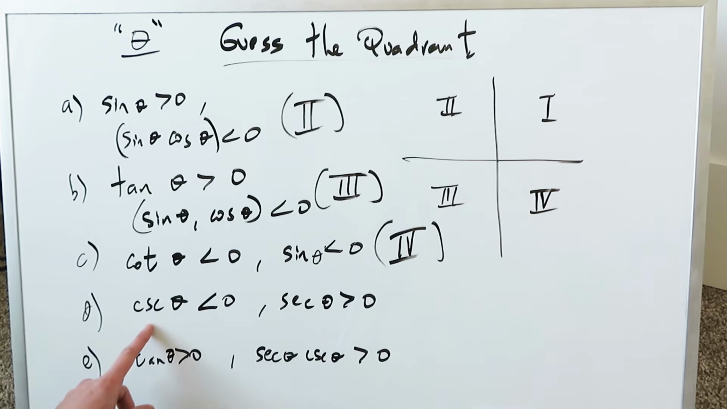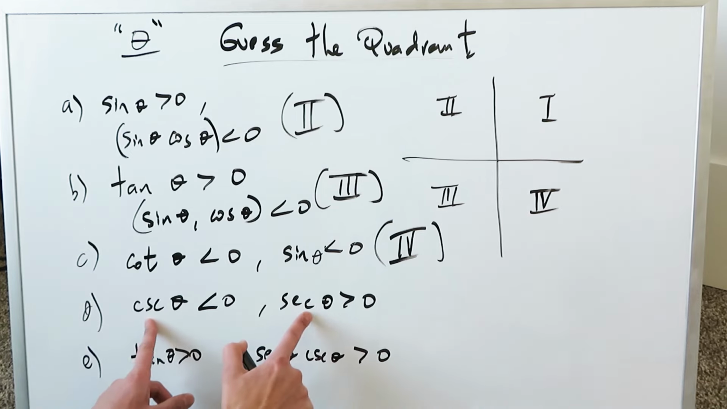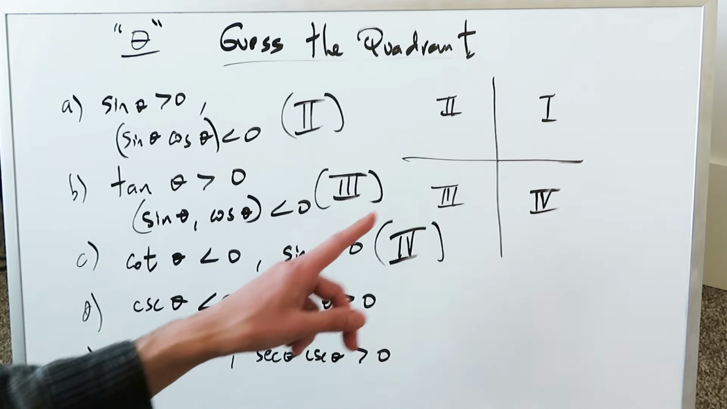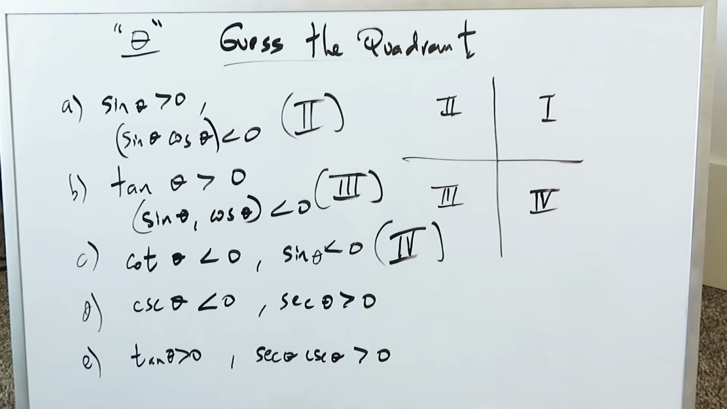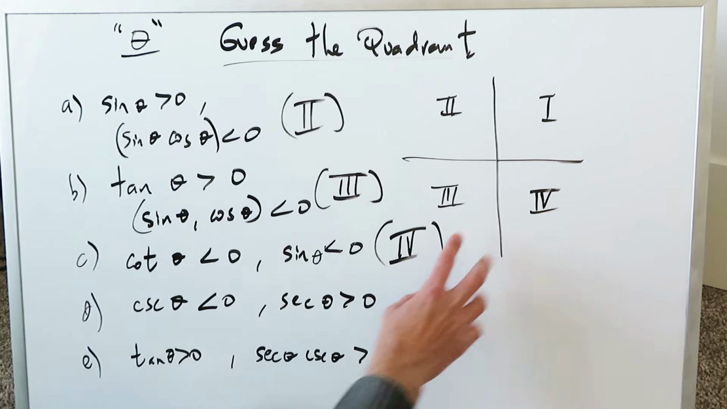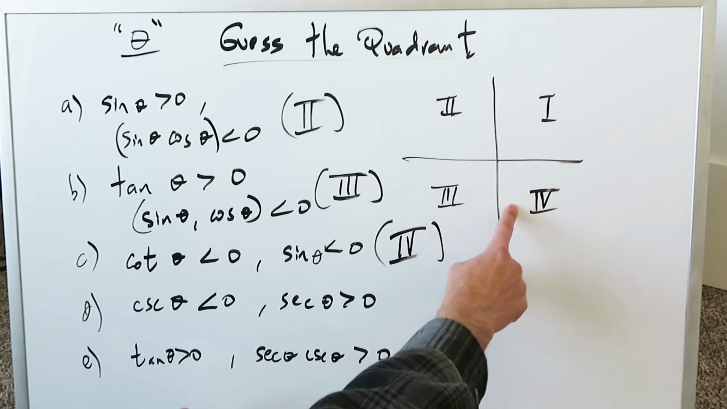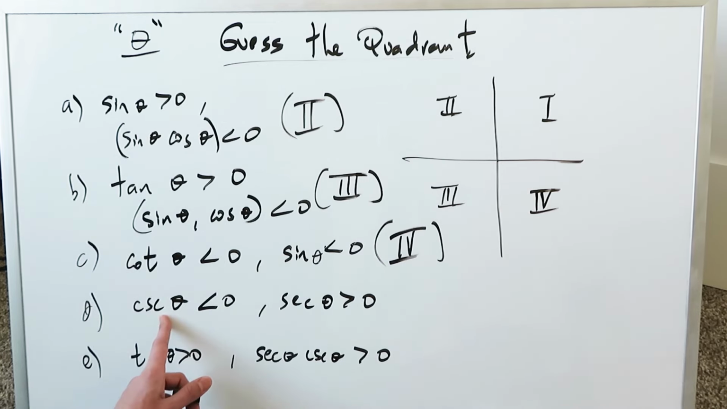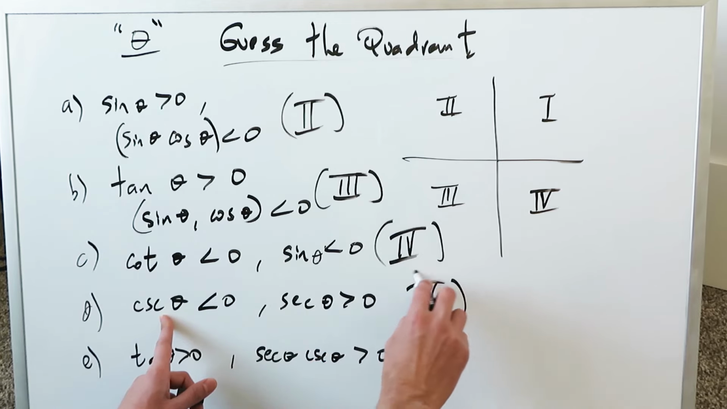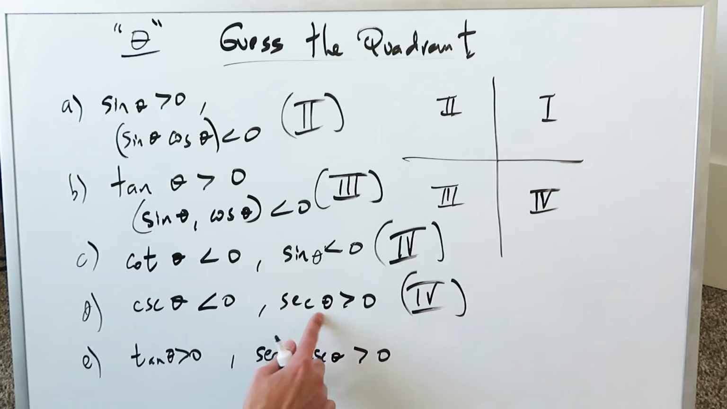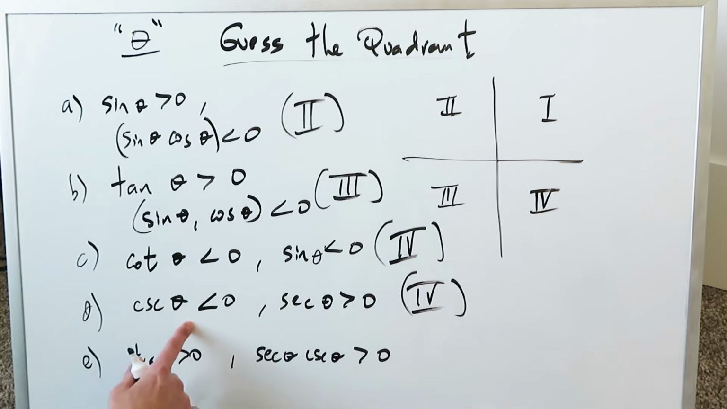How about this? Cosecant theta is less than 0 and secant theta is greater than 0. Now cosecant and secant will follow the same quadrant rules as sine and cosine. Cosecant being less than 0 or negative would clue you into the third and the fourth quadrants. Secant being greater than 0 or positive would clue you into the first and the fourth quadrants. If cosecant is negative and secant is positive, you know your answer must be quadrant number 4.